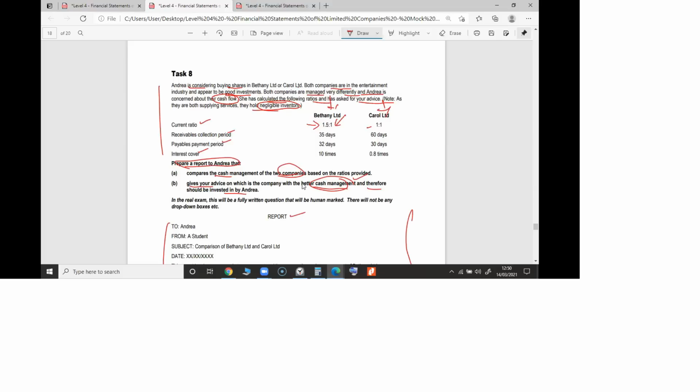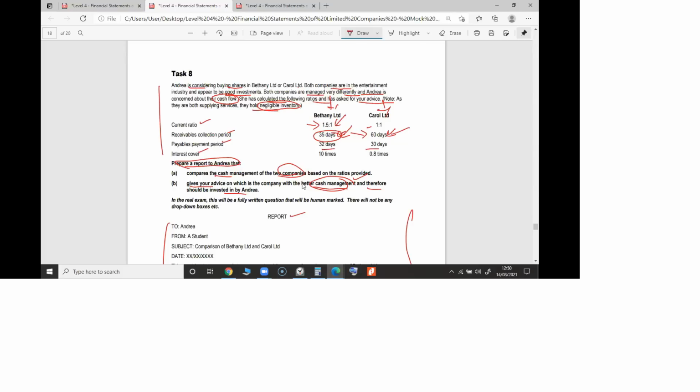Write it down and talk about this one. I'm going to reveal the model answer in a minute. Receivables collection period 35 days, 60 days. So without any doubt, Bethany is doing very good in terms of cash collection from the receivables compared to Carol. Carol's credit controlling is very bad and one is stuck with receivables. So cash management is bad with them.